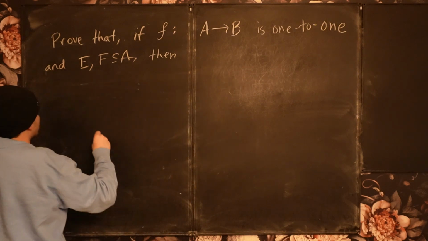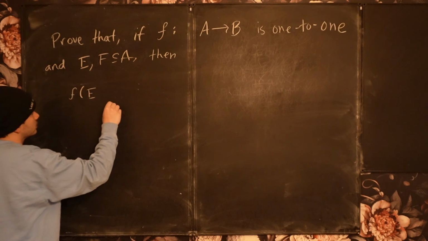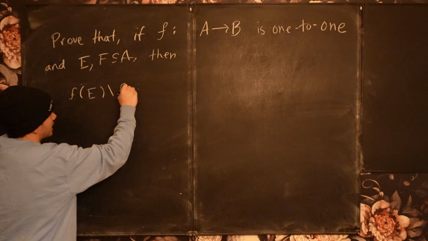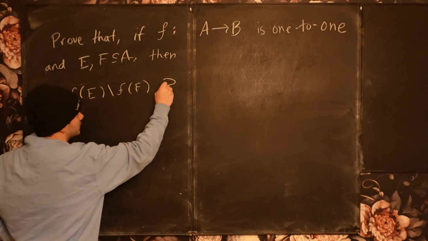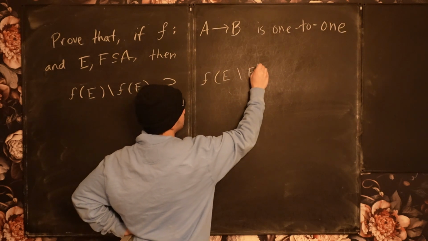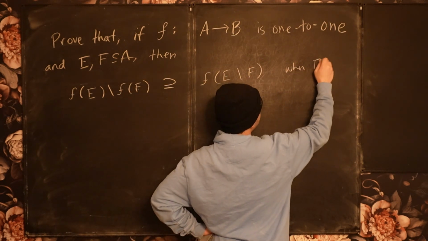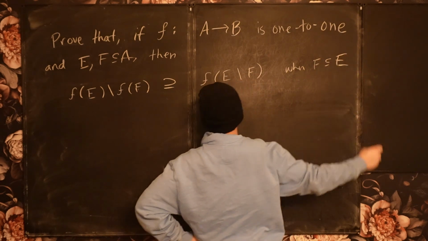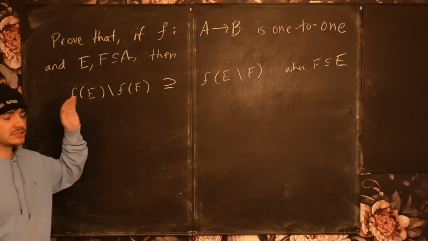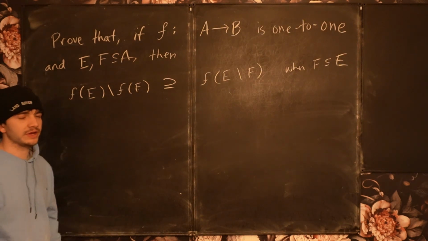So the next part is we want to show that f of E set minus f of F contains f of E set minus f of F when F is a subset of E. Okay? All right, and then again, for all the definitions of the set minus, you should really just watch the previous video. This is just a continuation of that video.